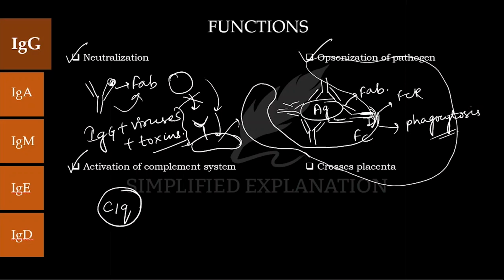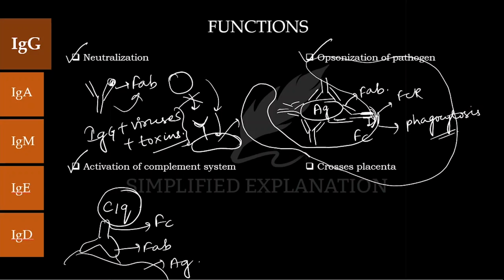The C1q component interacts with the Fc region of the antibody. This is the Fc region of the antibody, this is the Fab region, and this is the antigen or the pathogen surface protein, and it is interacting with this. Further, there will be activation of the initiation of the pathway, and after that the MAC complex will form, and further there will be the lysis. So in this way it is also contributing to the lysis of the pathogen.